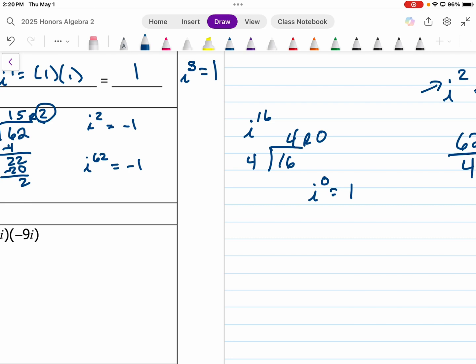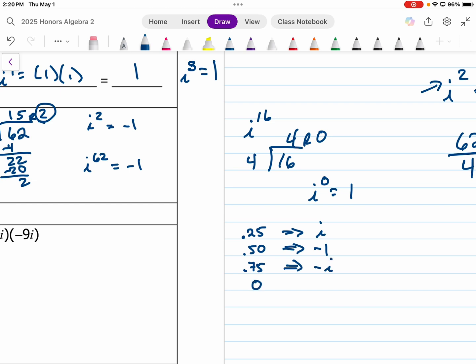Now, some of us don't like doing the long division. We like using the calculator. You know what I mean? So here's another way you can kind of remember it. If you get 0.25 as an answer, then you're I. If you get 0.50, then you're negative 1. If you get 0.75 is what it ends in, then you get negative I.